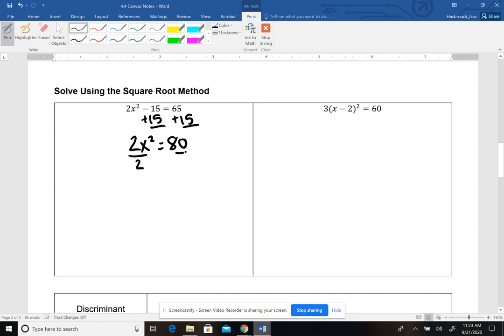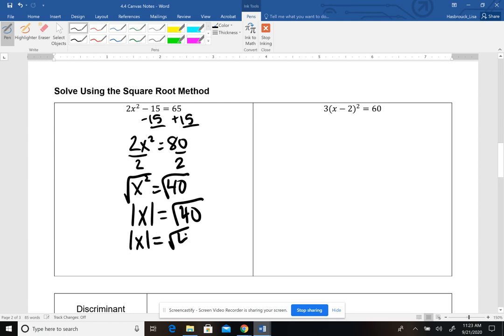Then I'm going to divide both sides by 2 to get x squared equals 40. At this point, now that the x squared is alone, I can square root both sides. This becomes the absolute value of x equals the square root of 40. Square root of 40 can be simplified. I am going to simplify that. Absolute value of x equals the square root of 4 times the square root of 10, which means the absolute value of x can equal 2 times root 10.